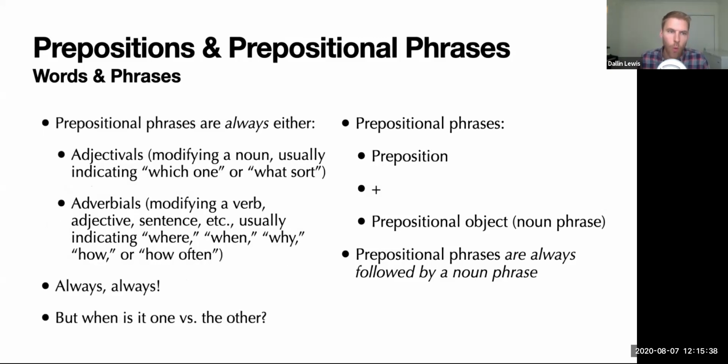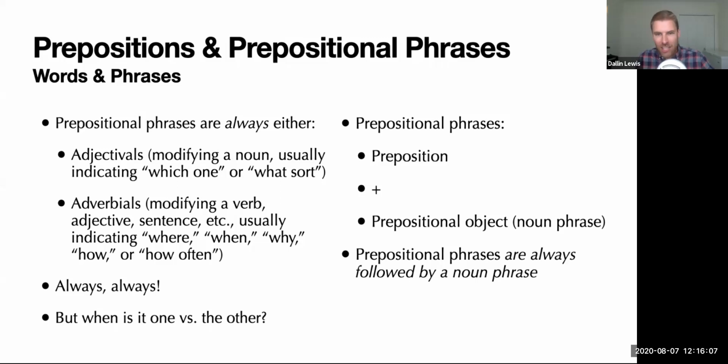Okay, now here's where things get a little tricky, so we got to pay close attention. Prepositional phrases are either adjectivals or adverbials. Okay, remember how I said you wouldn't find the subject within a prepositional phrase? That is because prepositional phrases are always modifiers. They are either modifying the subject, the predicate, or in a few exceptions, the sentence as a whole. And since they are modifiers, that means they are always adjectivals or adverbials.